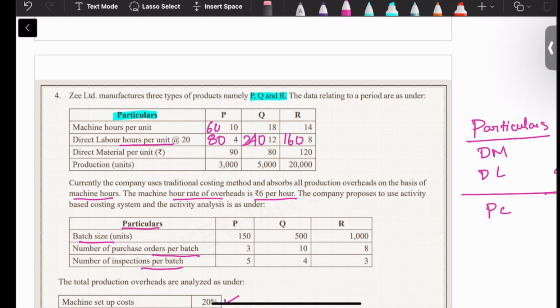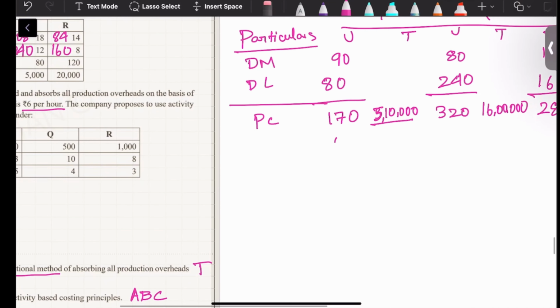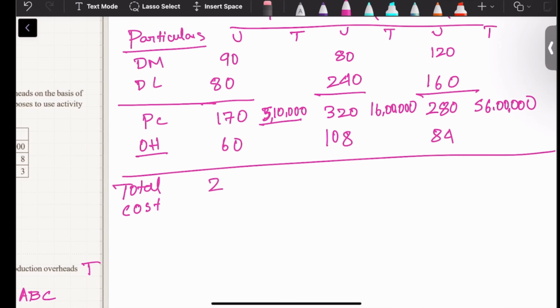So using the recovery rate of 6 per hour, now P will take 60 per unit, Q will get 108 per unit and R will get 84 per unit. These are per unit, so I can directly add it under prime cost. With this I can now get total cost of sales, both per unit and the total. So for P it will be 230 rupees, for Q it will be 428 and for R it will be 364 rupees.